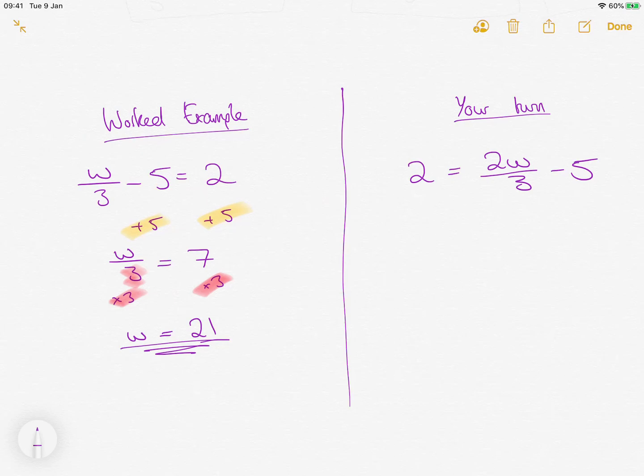So let's reflect, expect checks. All that's changed is we've got a 2W now over 3, and it's just moved from left hand side to right hand side. That shouldn't affect what you do. So have a go at that question, pause the video, and now I'll go through it. And I'll even include the arrows this time for the people that like it. So I'm going to add 5 to both sides, start the same.